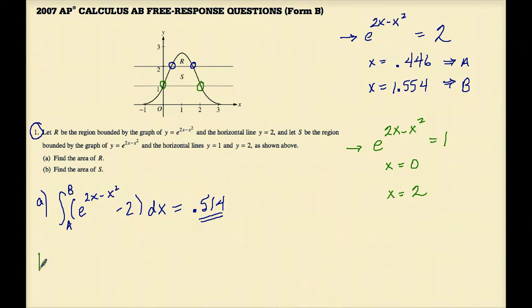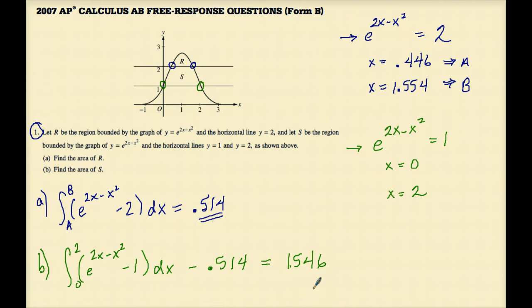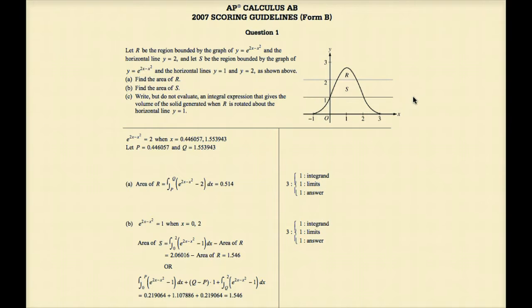So for letter B, we'll have the integral from 0 to 2 of the curve e to the 2x minus x squared minus 1 dx. And then the value of this integral minus 0.514 will eventually be our answer. Using your integrate function on the calculator and subtracting 0.514 gives you a value of 1.546.